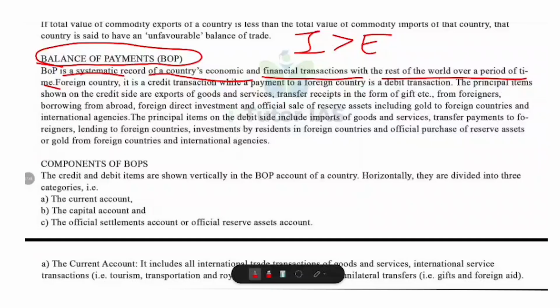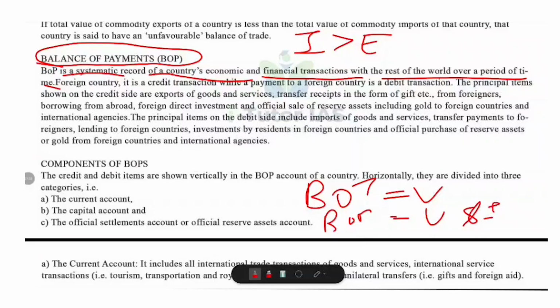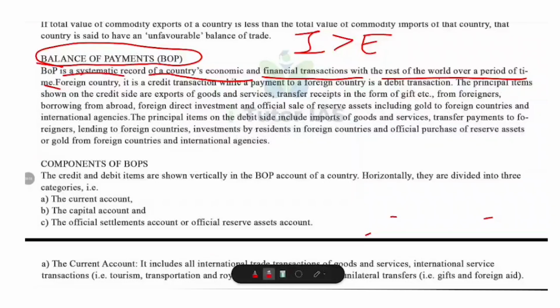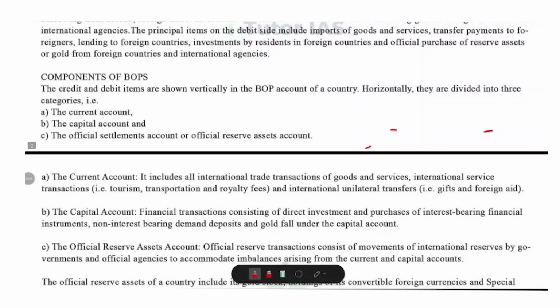So while BOT deals only with visible items, BOP covers both visible and invisible trade. That means services, income transfers and so on. So remember that point, BOT only includes visible items, but BOP includes visible and invisible items. Now, what are the components of BOP? There are current account, capital account and official settlement account.